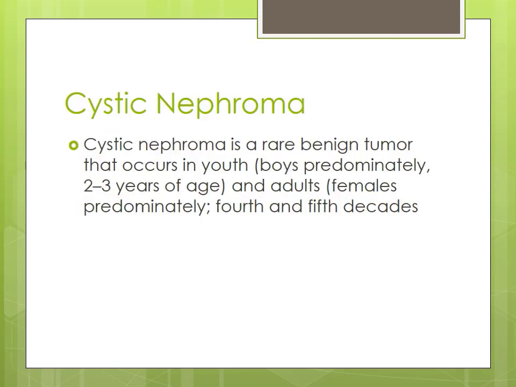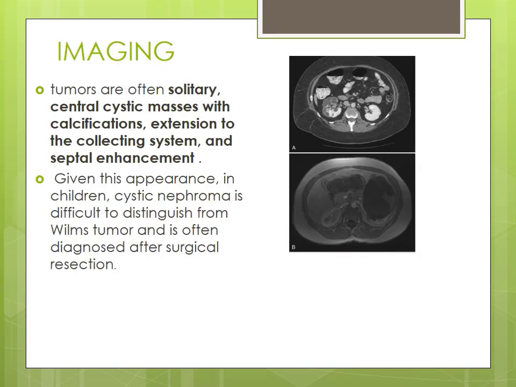Cystic nephroma is another rare benign tumor that occurs in youth, boys predominantly 2 to 3 years of age, and adults. In females, commonly in the 4th and 5th decades. On imaging, cystic nephroma appears as solitary central cystic masses with calcification, with extension into the collecting system and septal enhancement. In children, it is important to distinguish them from the Wilms tumor, which is often diagnosed from the surgical resection.